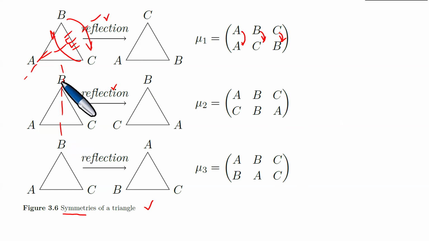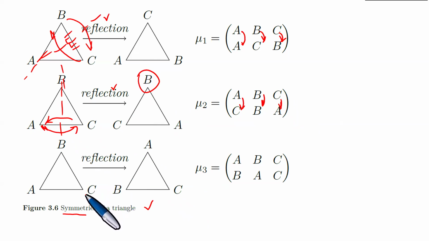If you perform a reflection along a vertical axis, like that, B is fixed. A goes to C, and C goes to A. We can see that A is in the place of C now, and C has gone to the place of A. So let's check. A goes to C, C goes to A. B is fixed, so B goes to B because B is in the same position. This is obviously a reflection in the vertical axis.